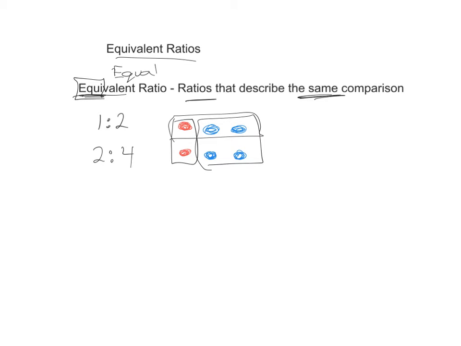So you can see, I could keep doing this. I could add on another red, but if I add another red on, I need 2 more blues. So I now have 3 reds, but I must have 6 blues to keep this equivalent. Just a reminder, we can write ratios as fractions, and watch this. 1/2 is the same as 2/4. 1/2 is equivalent to 3/6.